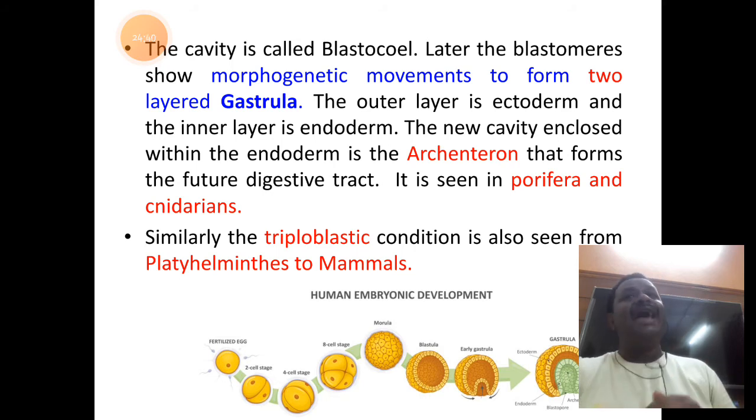In most other organisms, we find three germ layers formed from the gastrula stage itself, and those organisms are called triploblastic. It is common from the group of organisms of platyhelminthes to mammals. So remember, in the diploblastic condition we find two germ layers, that is, outer ectoderm and inner endoderm, whereas the triploblastic condition includes three germ layers, namely outer ectoderm, middle mesoderm and inner endoderm.